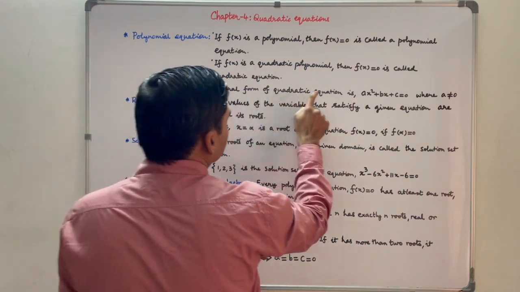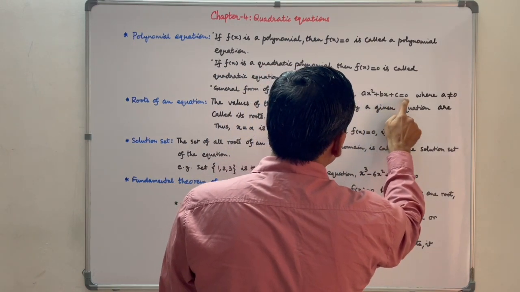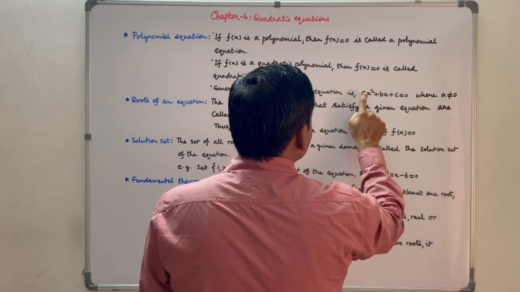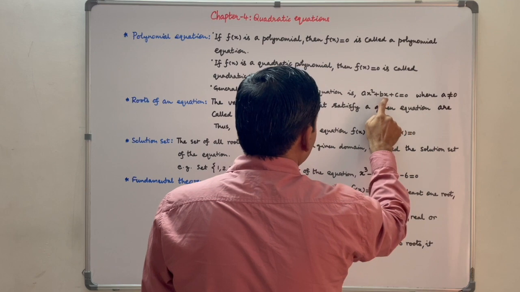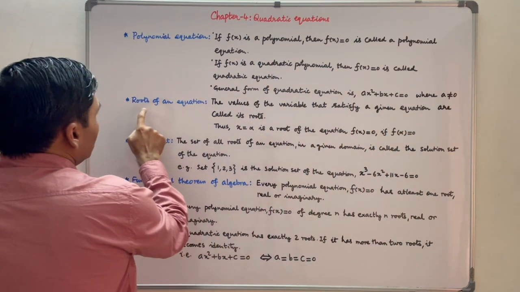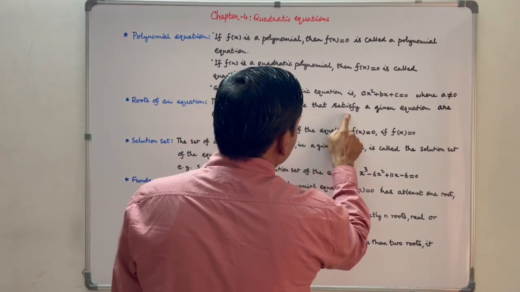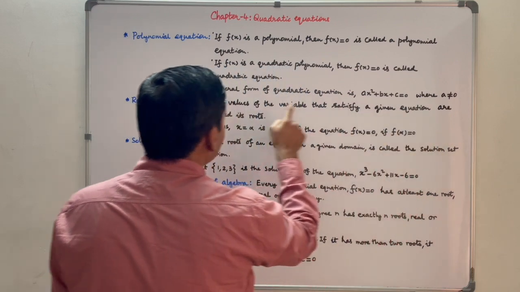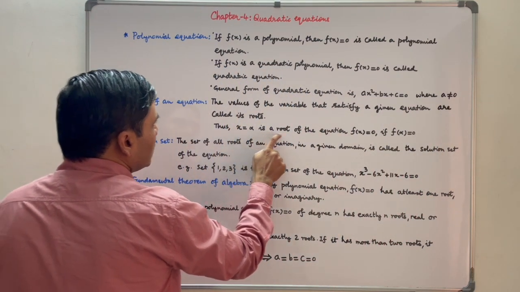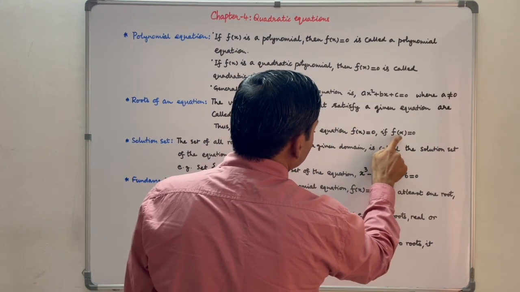General form of quadratic equation is given by ax² + bx + c = 0, where a is not equal to 0. Coefficients a, b, c and variable x may be real or complex numbers. Roots of an equation. The values of the variable that satisfy a given equation are called its roots. So if x = alpha is a root of the equation f(x) = 0, then f(alpha) = 0.